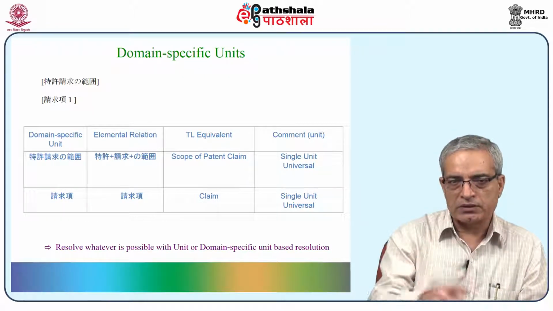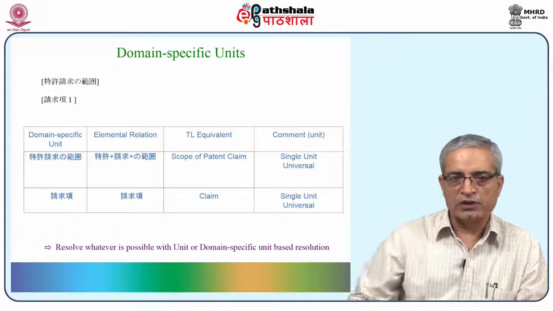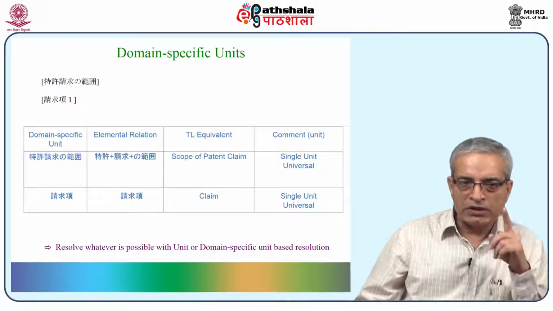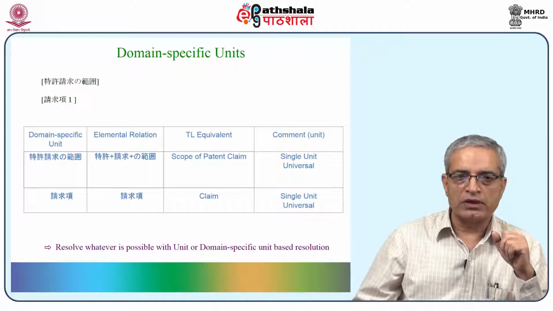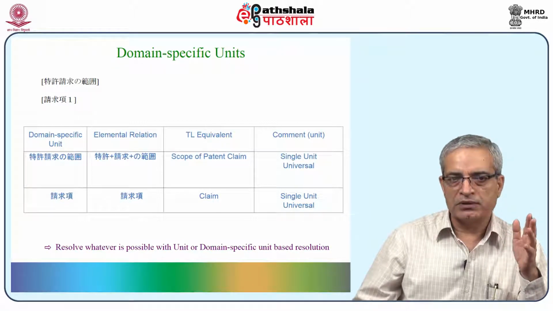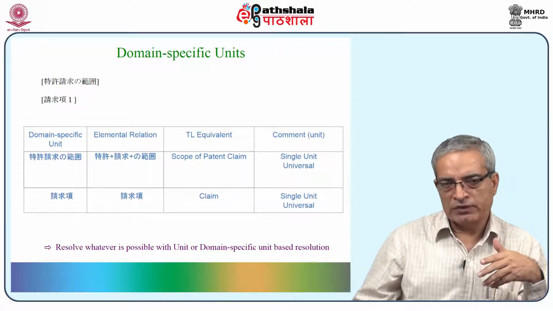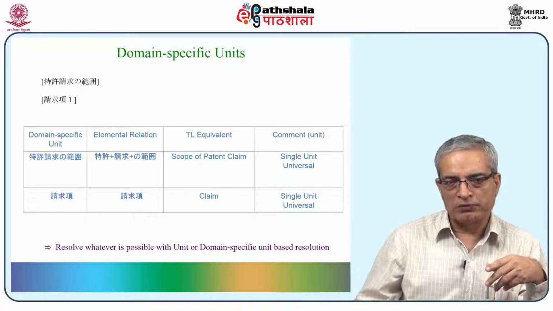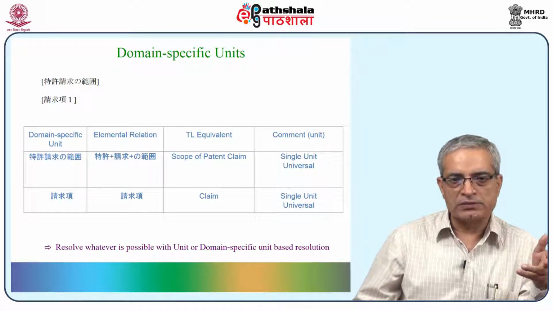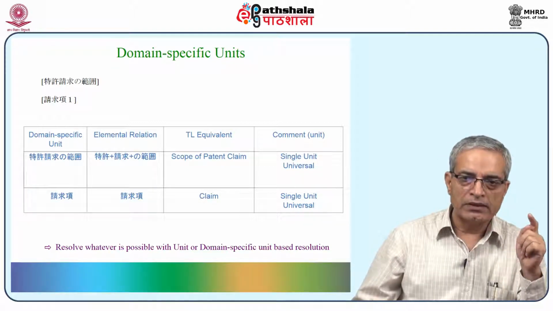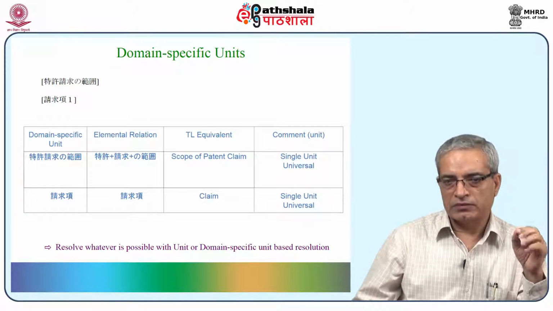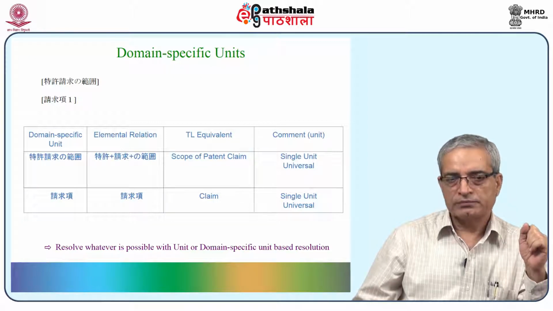So let's do it if we can do with the help of domain specific unit. If we try to break the first one, that is Tokyo Seikyu no Hani, it's very simple, Tokyo plus Seikyu, and then it is getting connected with no and no hani. So no hani, we know it's scope of, and Tokyo plus Seikyu is patent claim. So it's very simple. So scope of patent claim, and it becomes a domain specific single unit. It will be applicable universally.